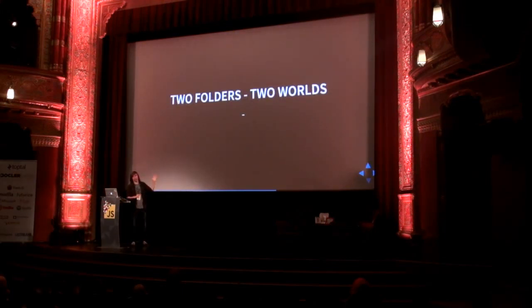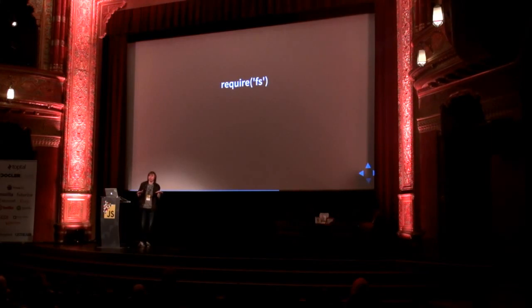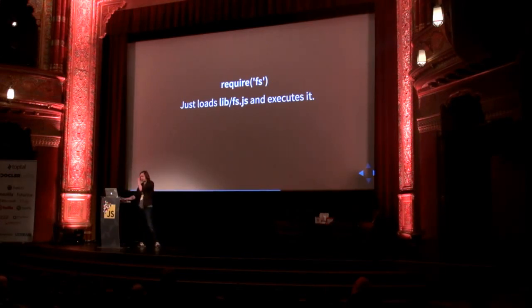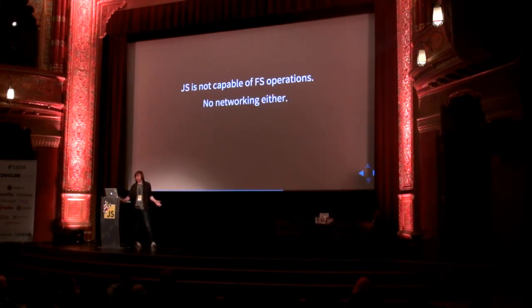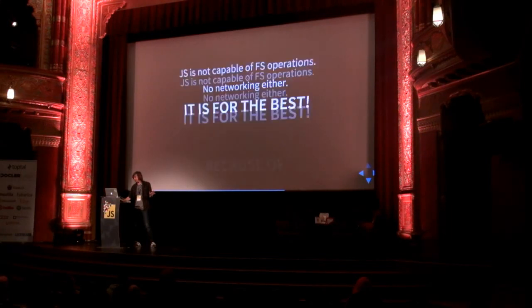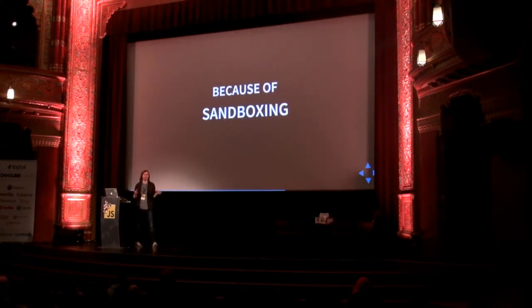Yeah, so there are two folders now, except dependencies: lib and src. And these are the two folders that we are interested in. When you call require fs, it does nothing but just loads lib/fs.js and executes it. So there is no magic happening here. But no magic means that there are no fs operations to write, because JS is not capable of fs operations by itself. So it isn't capable of networking either, and it's for the best, believe me. Because of sandboxing, because you don't want Chromium to ruin your file system or crack SSH servers somewhere.